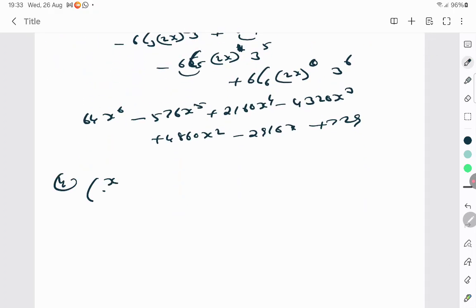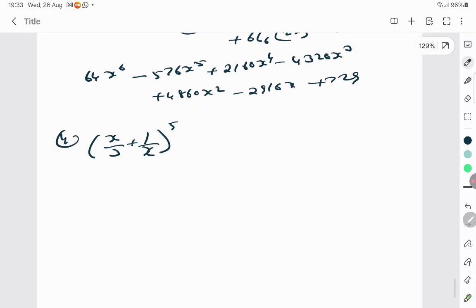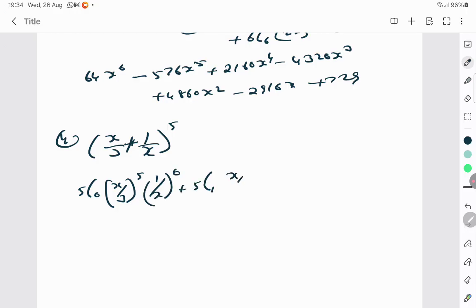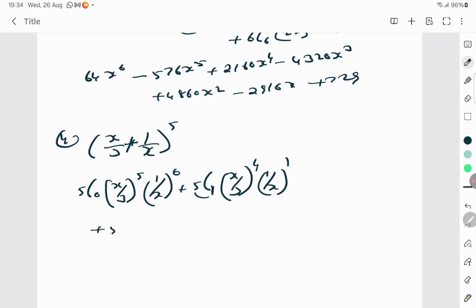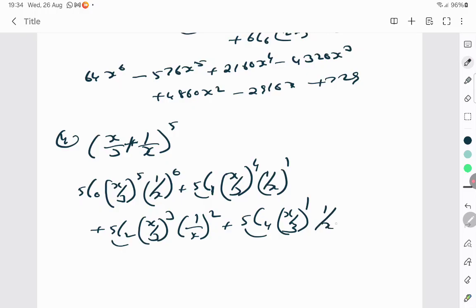The fourth question is x by 3 plus 1 by x. Using binomial theorem, solve x by 3 plus 1 by x the whole to the power 5. It's only with a plus, so everything can be plus. 5c0, x by 3 the whole to the power 5, 1 by x the whole to the power 0, plus 5c1, x by 3 the whole to the power 4, 1 by x the whole to the power 1, and next is 5c2, x by 3 the whole to the power 3, 1 by x the whole to the power 2.